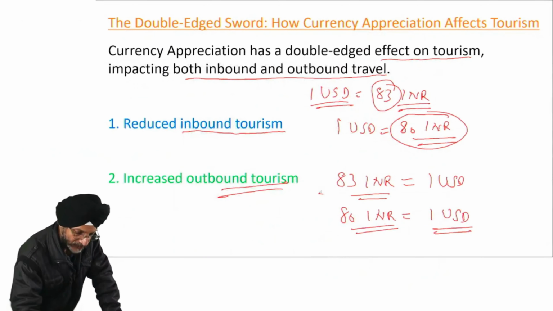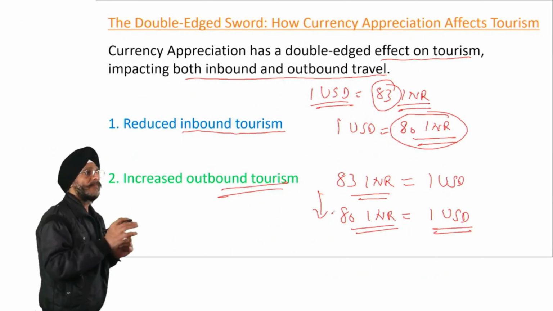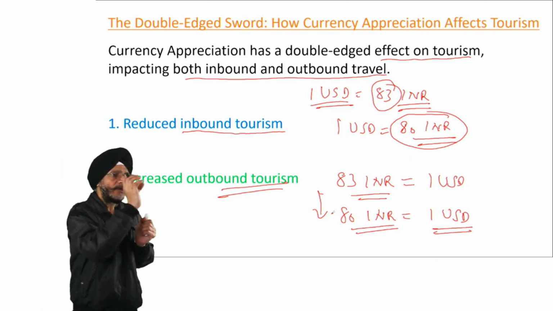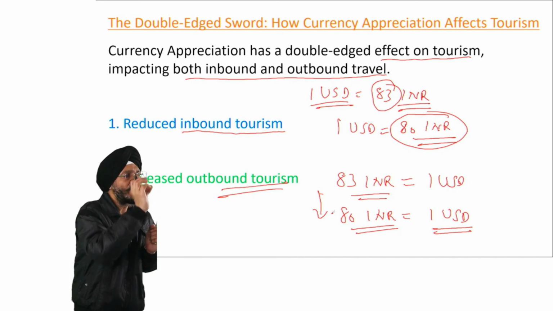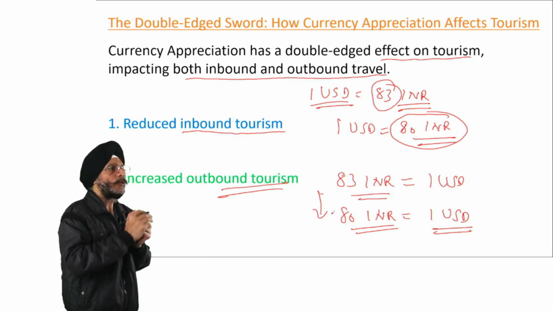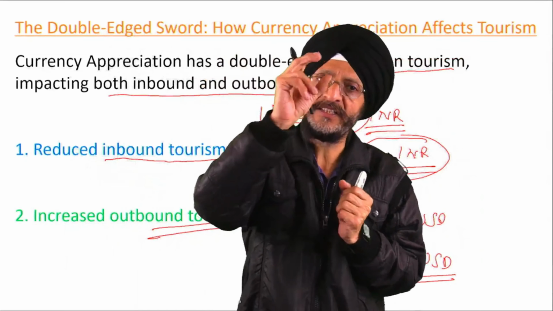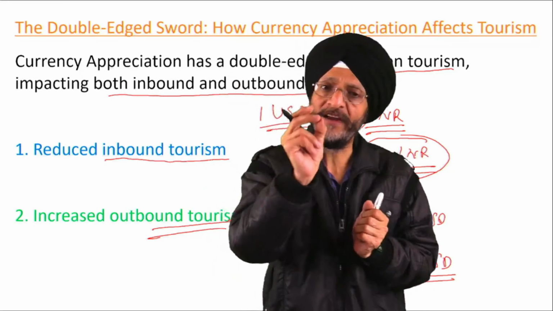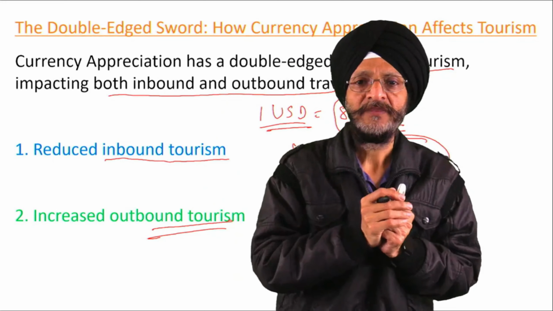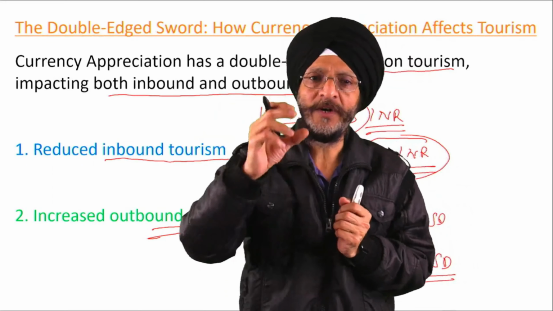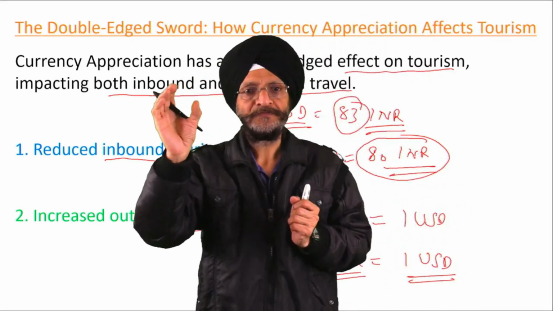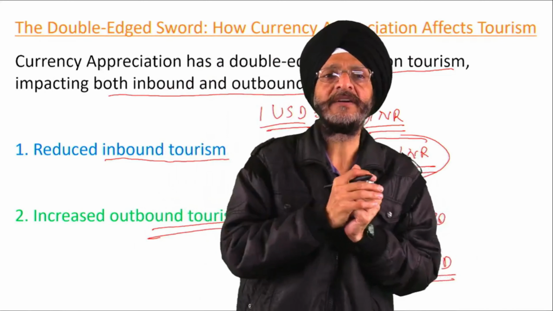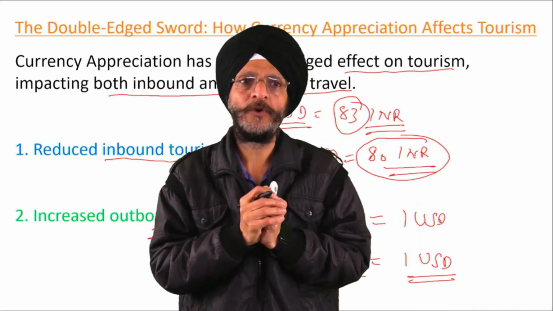So after appreciation, the tourists from India will have to pay only 80 rupees to get 1 US dollar. Earlier they used to pay 83 rupees to get 1 US dollar. Now they have to pay less to get $1. So international tourism for the tourists from the appreciating country becomes more affordable.